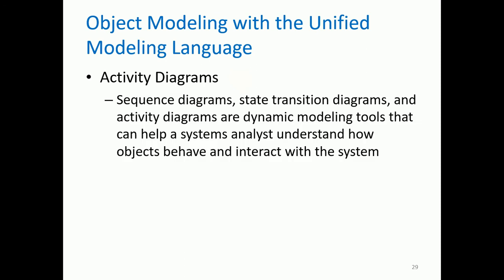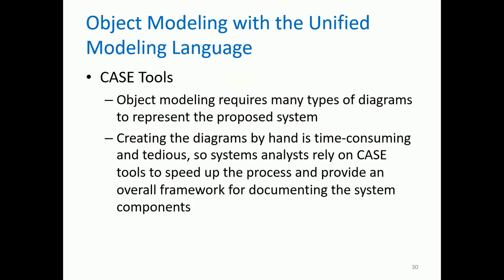So sequence diagrams, state transition diagrams, and activity diagrams are dynamic modeling tools that can help a systems analyst understand how objects behave and interact with the system. There are actually many diagrams: we have the object relationship diagram, the use case diagram, sequence diagram, class diagram, state transition diagram, and activity diagram. So object modeling requires many types of diagrams, as I've enumerated, to represent the proposed system.